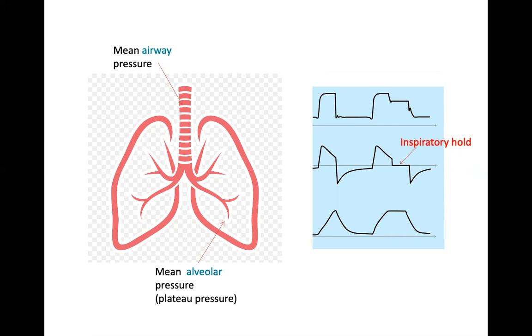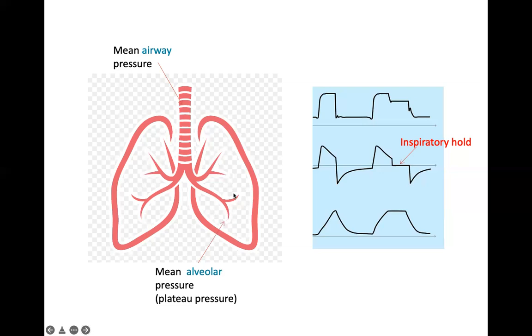Earlier we used to say 3 seconds. Now they say 0.5 seconds is enough. So when you press, you will find that there is a pause, inspiratory hold. That means you are holding the breath at the end of inspiration. And while you hold the breath at the end of inspiration, the air that is there in the airway will go to the alveoli. So the pressure that is being measured by the ventilator is no more really the airway pressure, but the alveolar pressure. So that is what P plateau is. P plateau is essentially alveolar pressure.